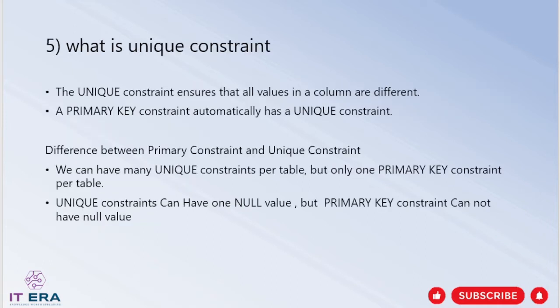So our fifth question is, what is a unique constraint? The unique constraint ensures that all values in a column are different. A primary key constraint automatically has a unique constraint. When you mention this, the interviewer may ask, tell me a difference between the primary key constraint and unique constraint. Then you can say, we can have many unique constraints per table, but only one primary key constraint per table. Another difference may be, a unique constraint can have one null value, but a primary key constraint cannot have a null value.